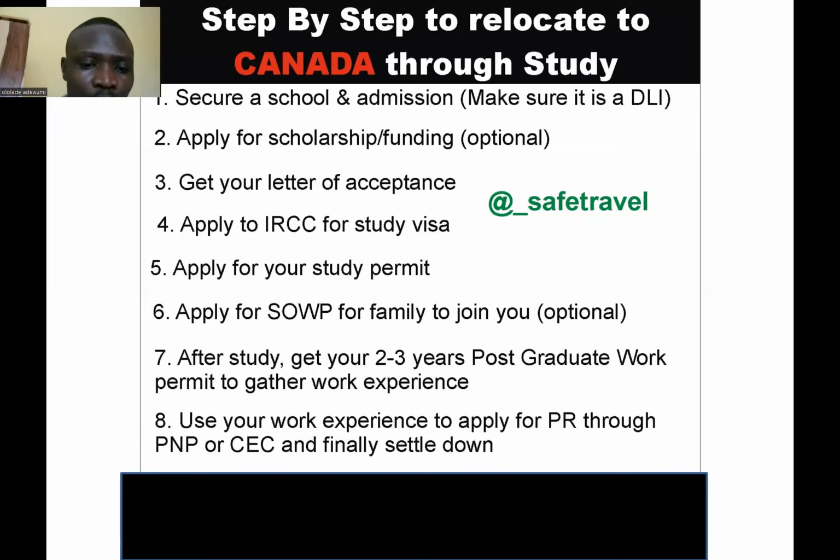By the way, if you want to relocate with your family at once, it is possible as well. But there are conditions, there are requirements involved to be able to go with your family at once. Most times people are unable to meet this requirement, so they decide to go first and their family to join them later. So after you have secured your study permit, then apply for your family to join you.